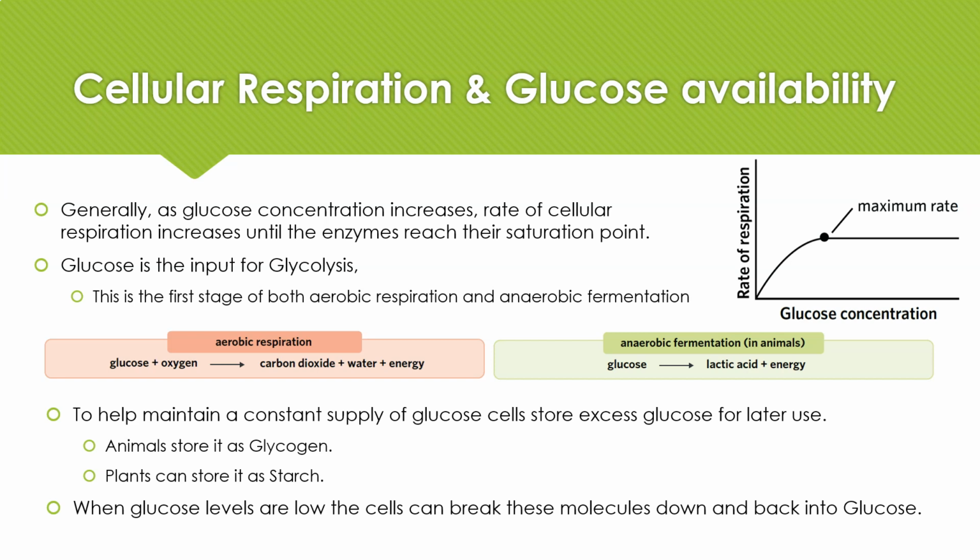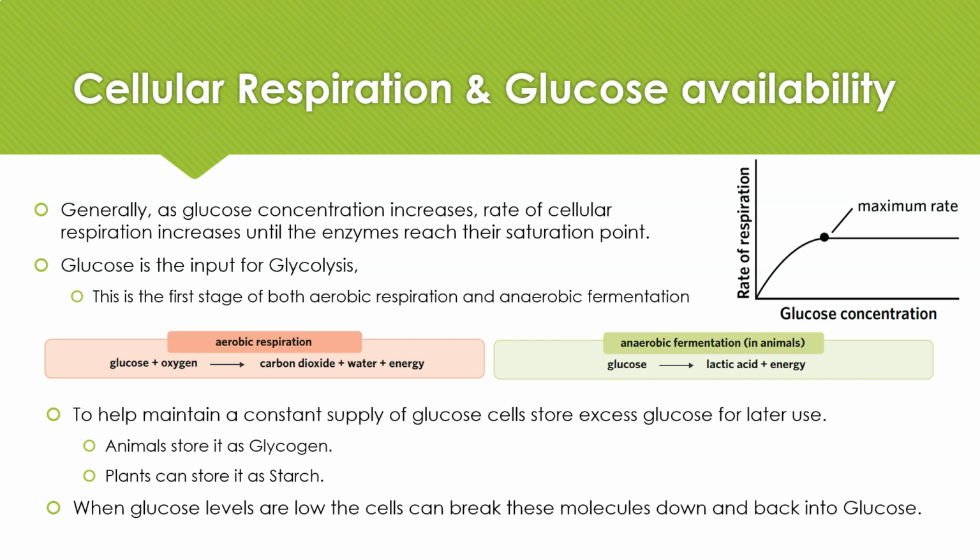Now, that is the first stage for both aerobic respiration and what we call anaerobic fermentation. So both of these reactions, which finalize afterwards after glycolysis, both of those require glucose to go through glycolysis at the start. What then happens afterwards is dependent on oxygen availability, but both of these are relying on glucose being available. So if you don't have glucose available, neither aerobic or anaerobic respiration could occur.